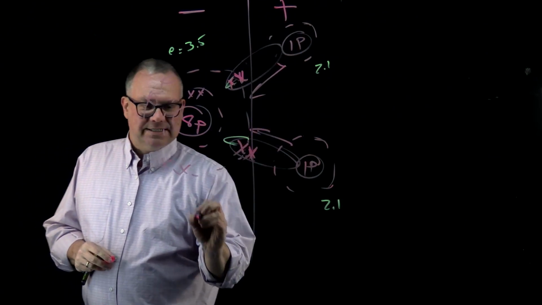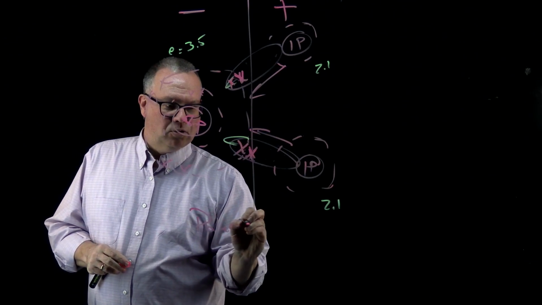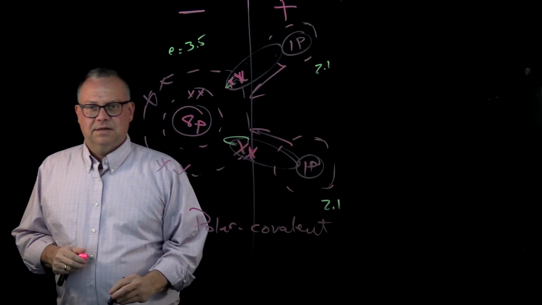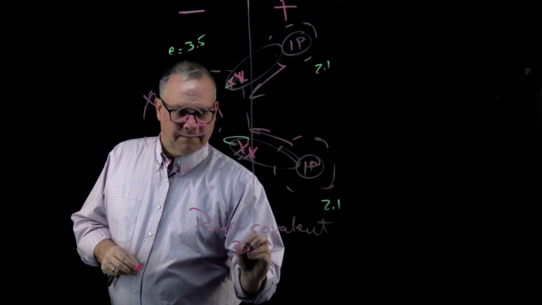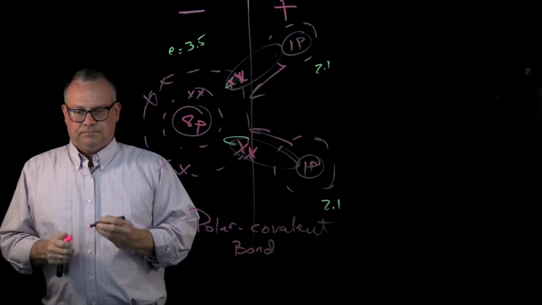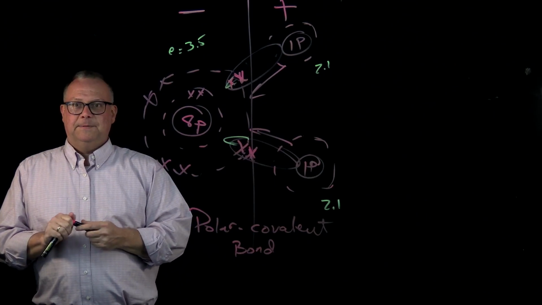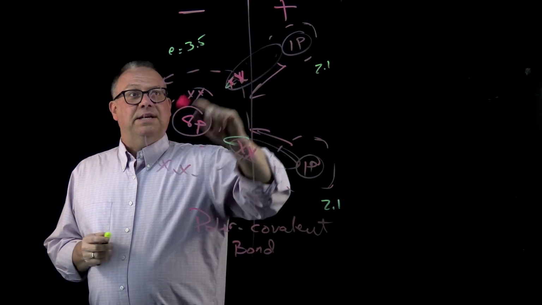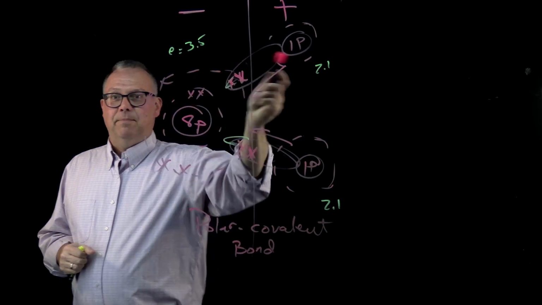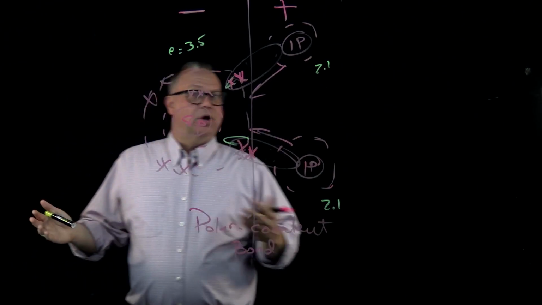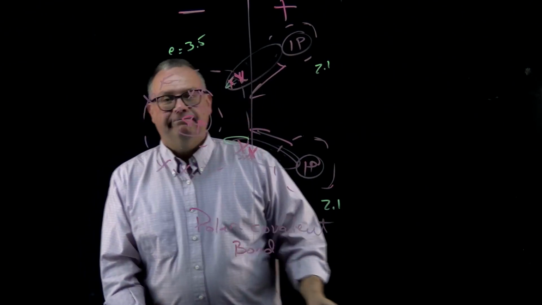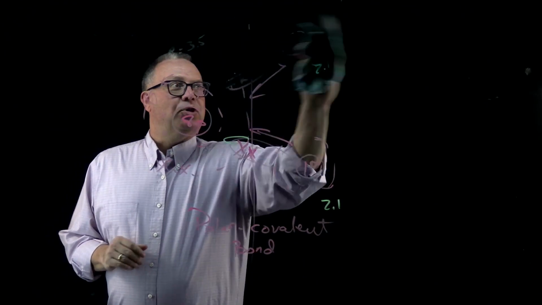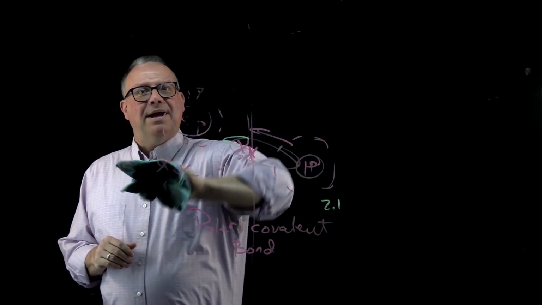So we would say this is a polar covalent bond. Polar covalent bond. Water, excellent example. The greater the difference in electronegativity between the bonding partners, the more polar the bond is going to be. Very good. So that is polar and nonpolar covalent bonding.